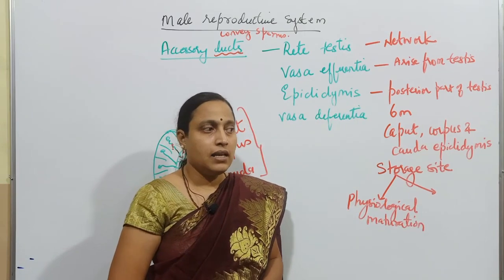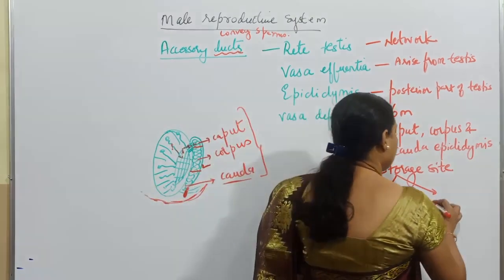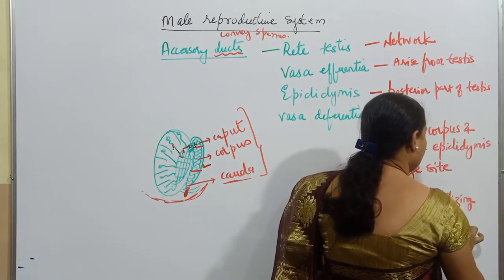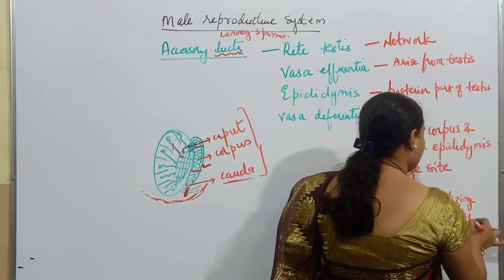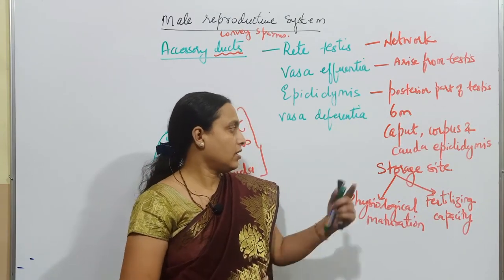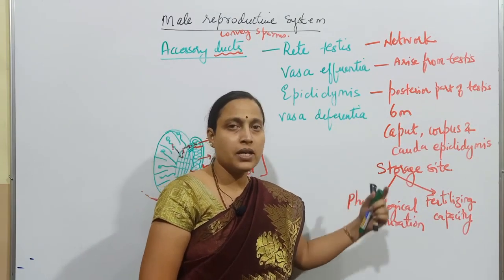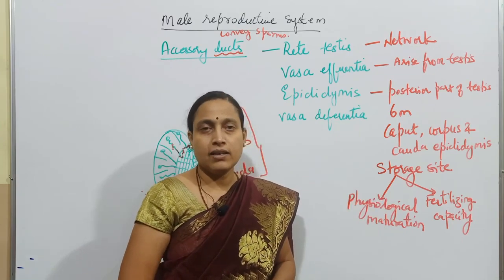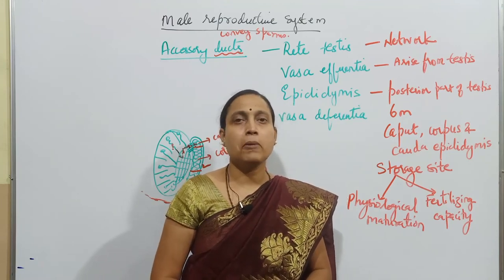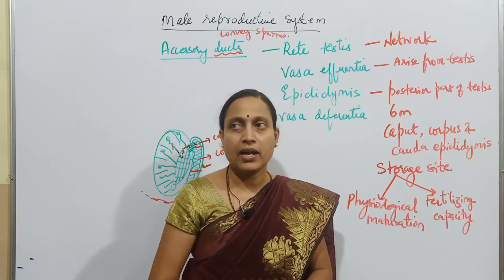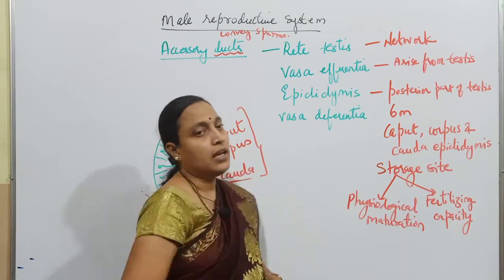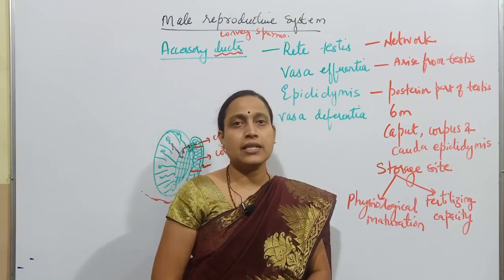And second is the fertilizing capacity. So during its storage of sperms in epididymis, some changes occur in the sperms. One is physiological maturation. What occurs during physiological maturation is sperm becomes motile in the epididymis. That means it is one step ahead than what it was before in the testis. It means that it gains the motility in epididymis.